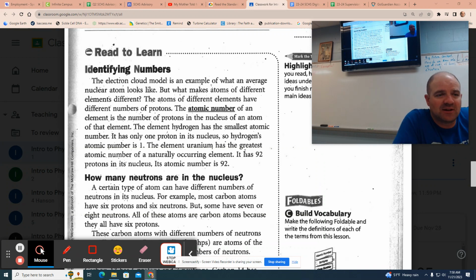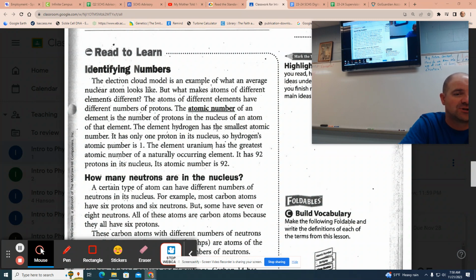All right, so the electron cloud model is an example of what an average nuclear atom looks like. We saw that yesterday, so if you weren't here yesterday, you'll see that when you make up the work. But what makes atoms of different elements different? The atoms of different elements have different numbers of protons. The atomic number of an element is the number of protons in the nucleus of an atom of that element.